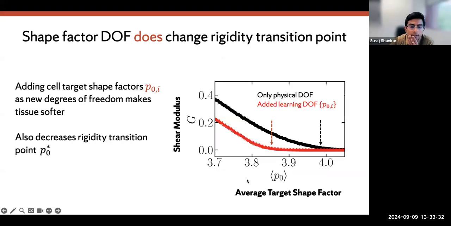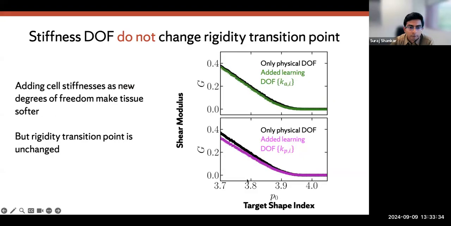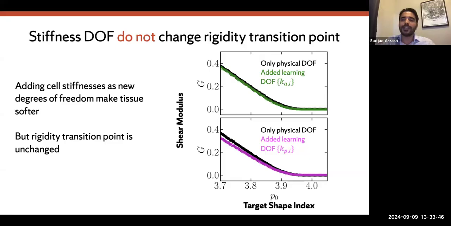Sadjad, can I ask a quick clarifying question just to make sure I'm following? The minimization you're doing is of just the energy functional, right? You're just now minimizing it over more degrees of freedom. Exactly. So here my physical cost function and learning cost function are both the same because I'm interested in rigidity. So I want to fluidize the system.